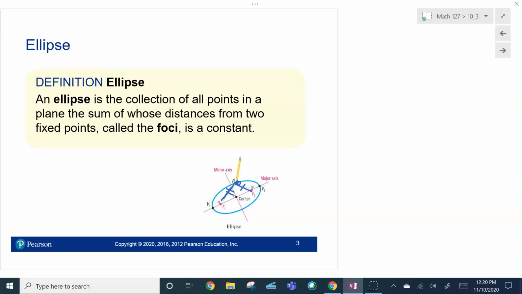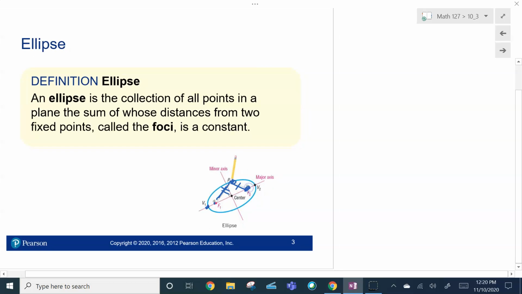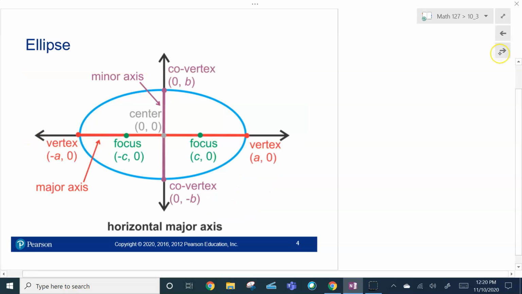If you can imagine you have this staked down at the vertices here, or I'm sorry, at the foci here, and you have a string, and you just drag that string around, that'll create the ellipse, right? If you drag it around with a pencil and you keep it taut, if you will. Okay. So there's some characteristics of this and some vocabulary along with the ellipse.